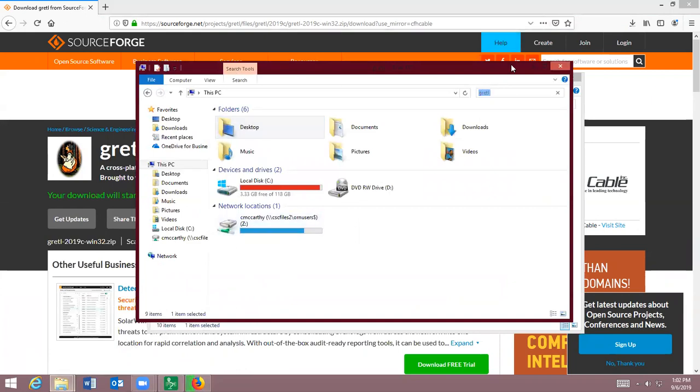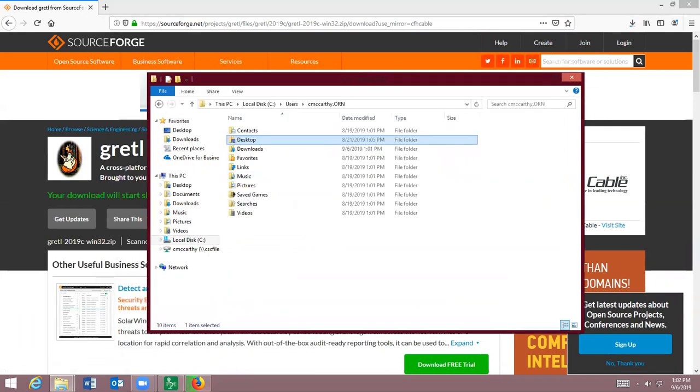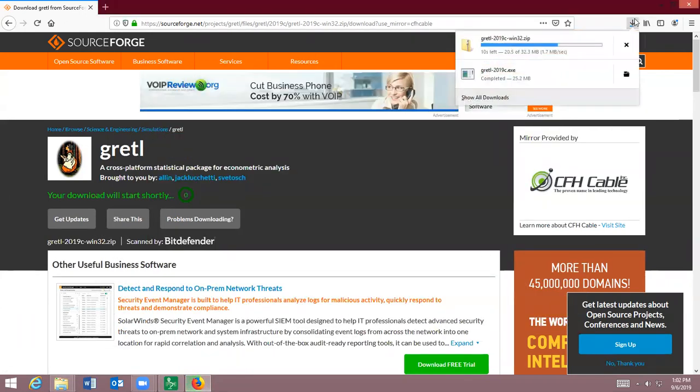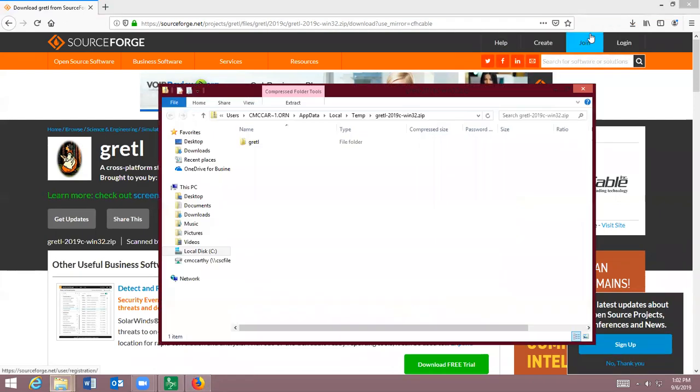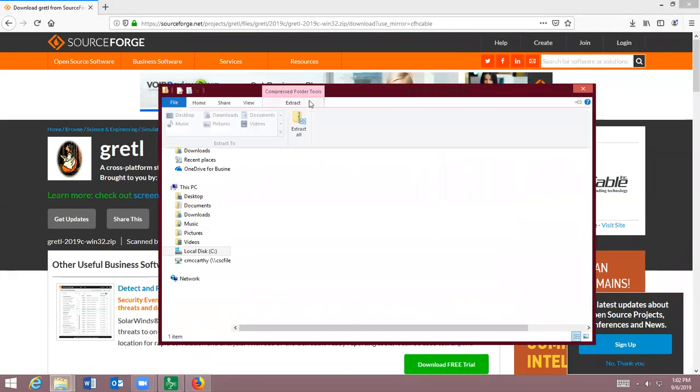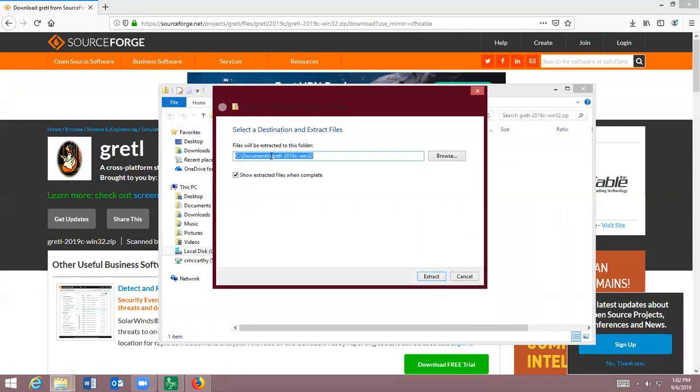Making me download Gradle again. Aggravating. So you can download Gradle as an executable, or you can download it as a zip file. And the zip file doesn't need administrative rights, so it's a lot better.